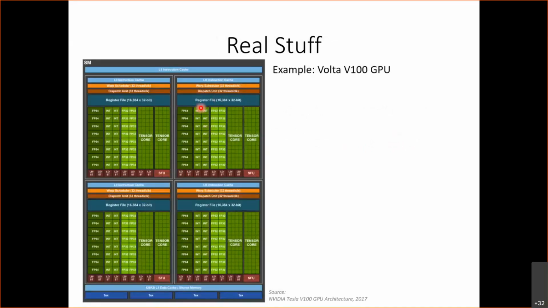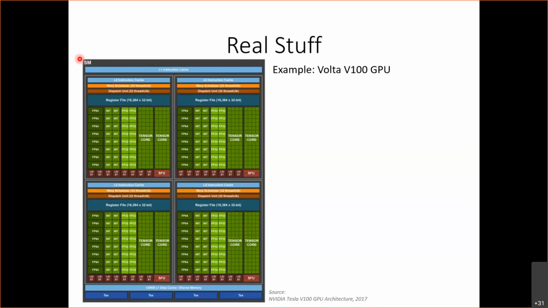So far I've been drawing these cartoon SMs with these cartoon cores, and I wanted to show you a more complex picture of what an SM looks like. This is from the white paper on the Tesla V100 GPU, which was released in 2017. Of course, there are newer GPUs now, but I'm using the V100 because that's the one you're working on in the assignments. This is the architecture of one SM in the V100 GPU. We said that the V100 has 80 SMs.